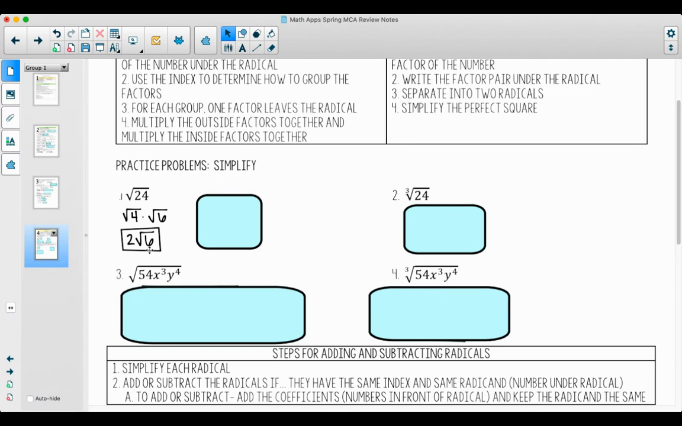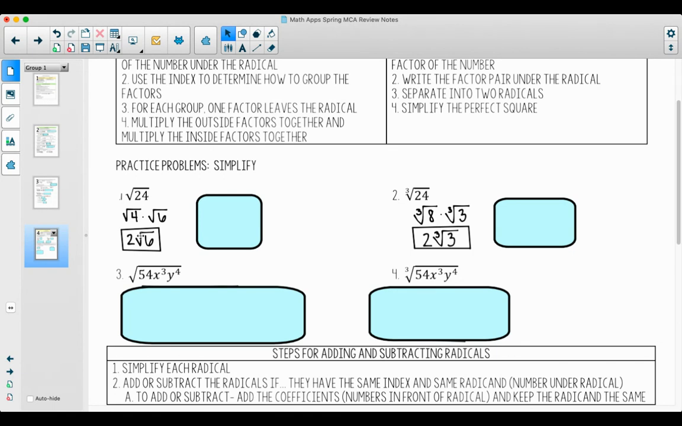In problem number 2, it's very similar. It's the cube root of 24. So now I'm looking for perfect cubes. So I decided to rewrite it as the cube root of 8 times the cube root of 3. The cube root of 8 is just the number 2, and then we carry down that cube root of 3. Remember to always carry down that index with you as well. If there's nothing in that index spot, we assume we have an index of 2.